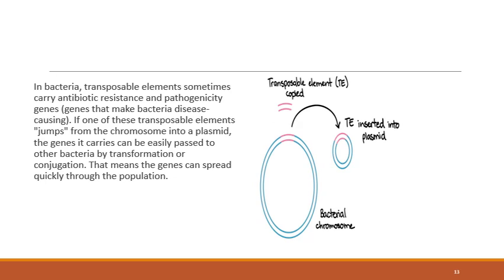In bacteria, transposable elements sometimes carry antibiotic resistance and pathogenicity genes, which make bacteria disease causing. If one of these transposable elements jumps from the chromosome into a plasmid, the genes it carries can be easily passed to other bacteria by transformation or conjugation. That means the gene can spread quickly through the population.